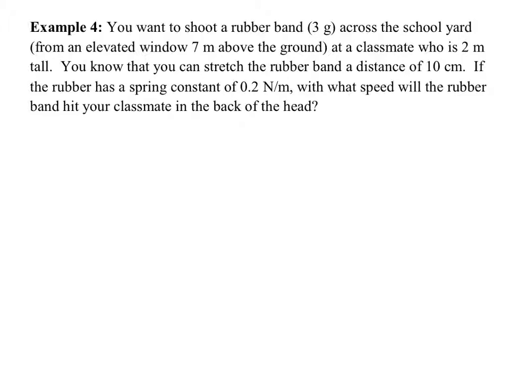So you want to shoot a rubber band at somebody across the schoolyard from an elevated window. So you're at the window level. Imagine you're outside the jug yard on the second floor, when you go down the stairwell, the windows are open, you can see the jug yard. So you've got a rubber band. You're about 7 meters above the ground, so about 2 floors, 21 feet-ish. The rubber band has a mass of 3 grams.